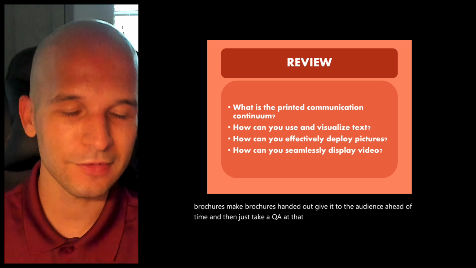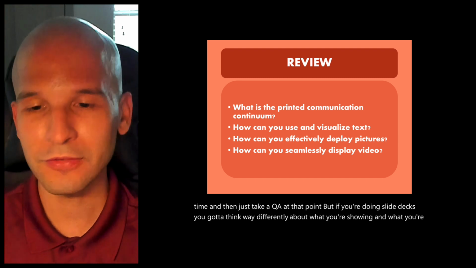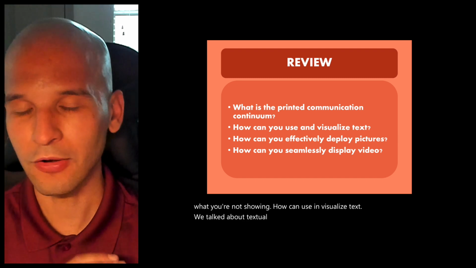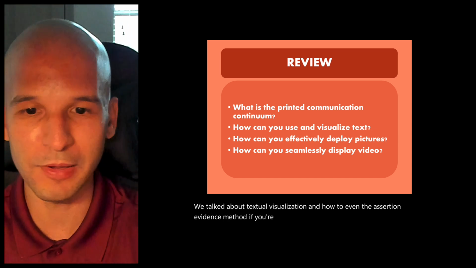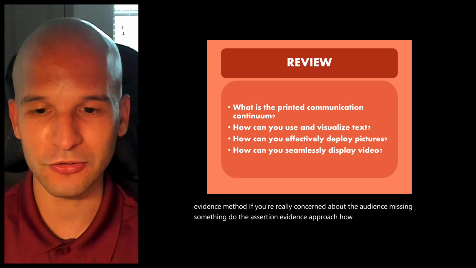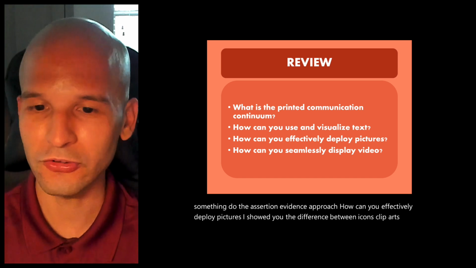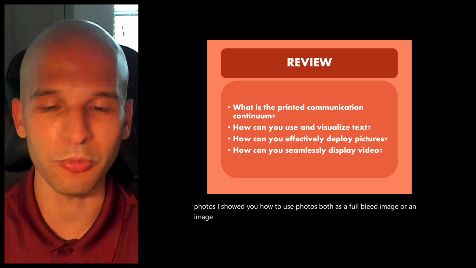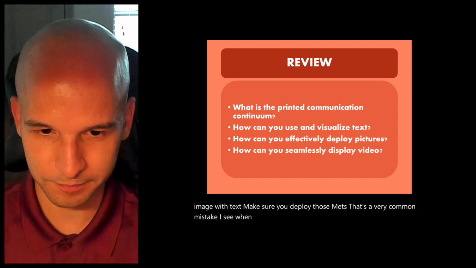But if you're doing slide decks, you've got to think way differently about what you're showing and what you're not showing. How can you use and visualize text? We talked about textual visualization and even the assertion evidence method. If you're really concerned about the audience missing something, do the assertion evidence approach. How can you effectively deploy pictures? I showed you the difference between icons, clip art, and photos. I showed you how to use photos, both as a full bleed image or an image with text. Make sure you deploy those mats. That's a very common mistake I see when people go the full bleed route.